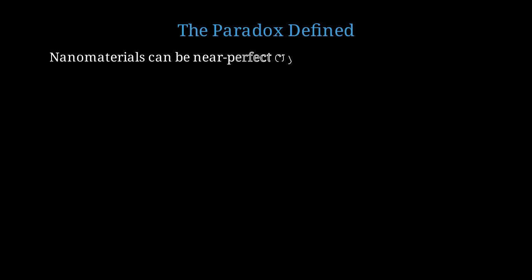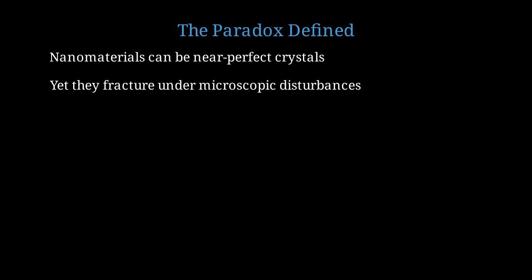At the nanoscale, materials like carbon nanotubes and silicon nanowires are nearly defect-free. They lack the dislocations, grain boundaries, and voids that plague bulk materials. But here is the paradox. Despite this near perfection, they can snap catastrophically when something as small as a single molecule lands on their surface.